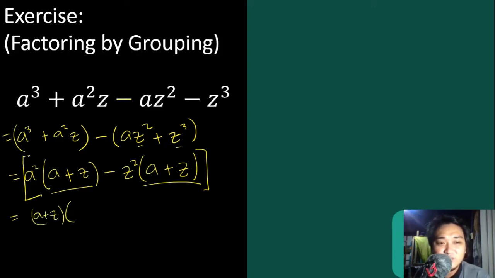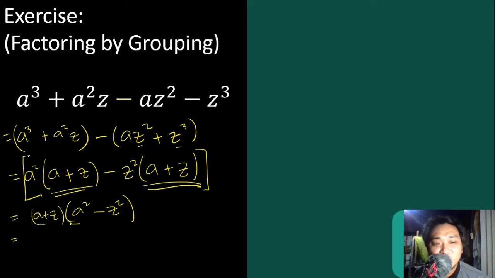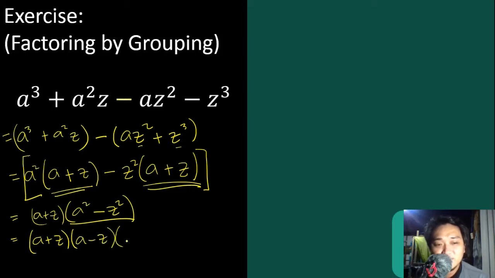Ano kaya yung natira sa loob pagkatapos nating tanggalin to at saka tanggalin to? Ang matitira sa loob is a squared minus z squared. Tapos na ba tayo? O hindi pa. Kasi factorable pa si a squared minus z squared. So, ang gagawin natin, that will be a plus z times the quantity. Alam naman natin yung factor nito. Ang factor nito, it follows the difference of two squares. So, that will be a minus z times a plus z.